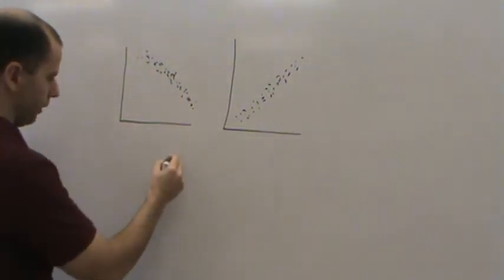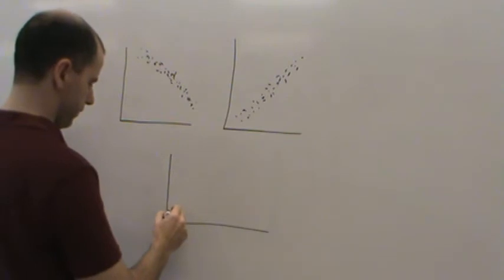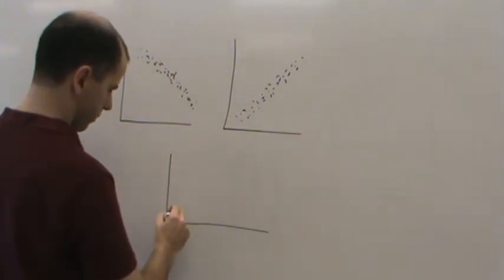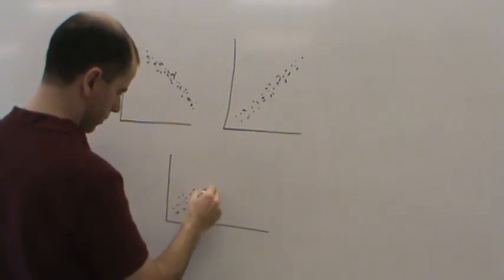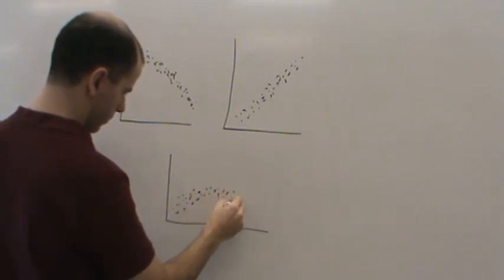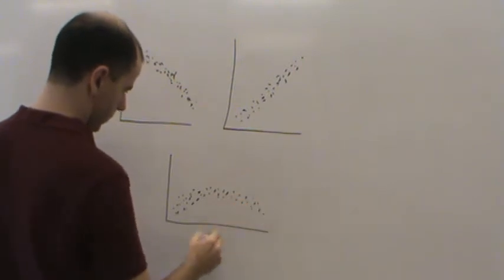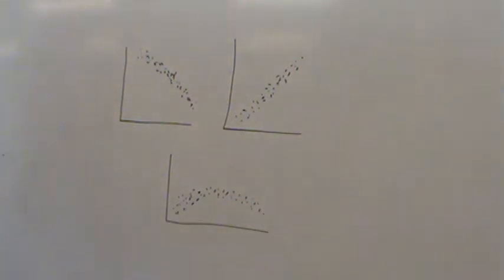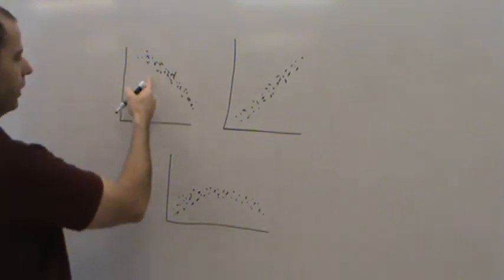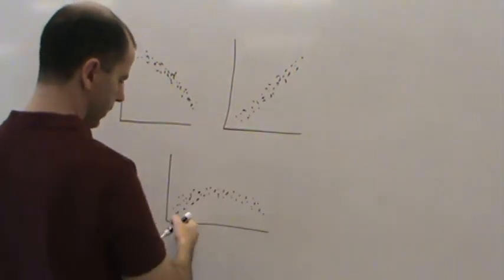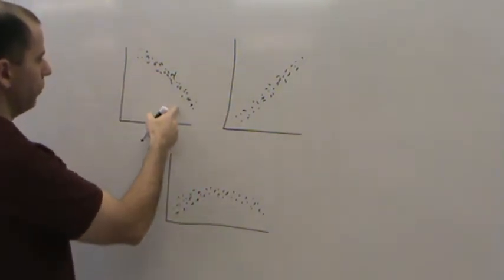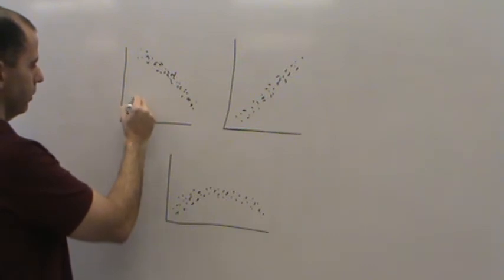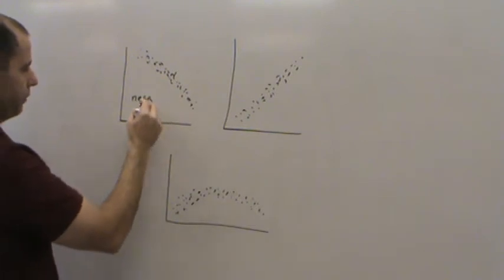Okay. Now, if you get something that looks like this, well, that's definitely not linear. So this would be linear, this would be linear, this would be nonlinear. Now this here we would call negative association.